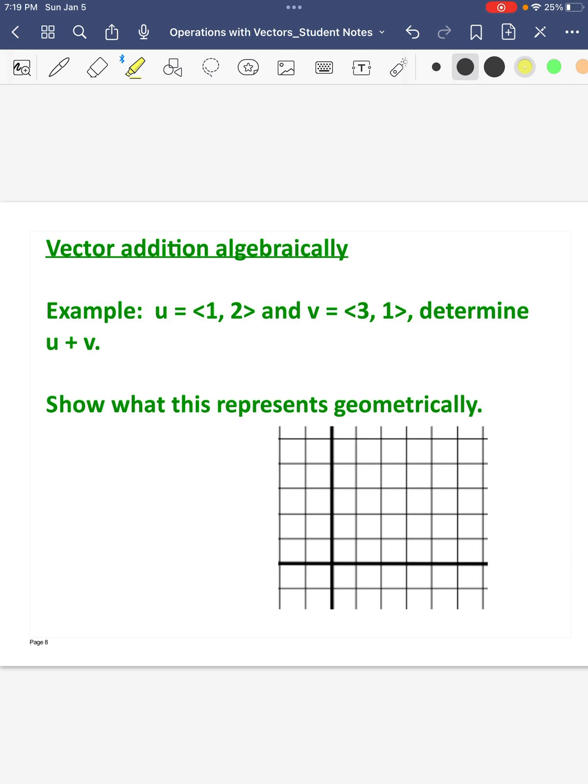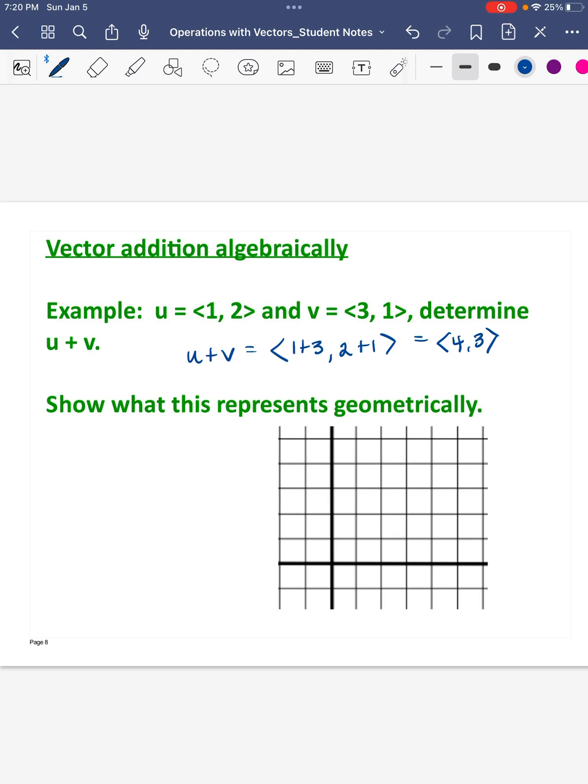All right, so how does this look doing vectors added algebraically? Well, when we have vectors in component form, u is <1, 2>, v is <3, 1>, to determine u plus v, literally, you're going to add the x components, 1 plus 3, add the y components, 2 plus 1, and we get a new component vector <4, 3>. So this tells me in standard position, go right 4, up 3, and that's going to be my vector.